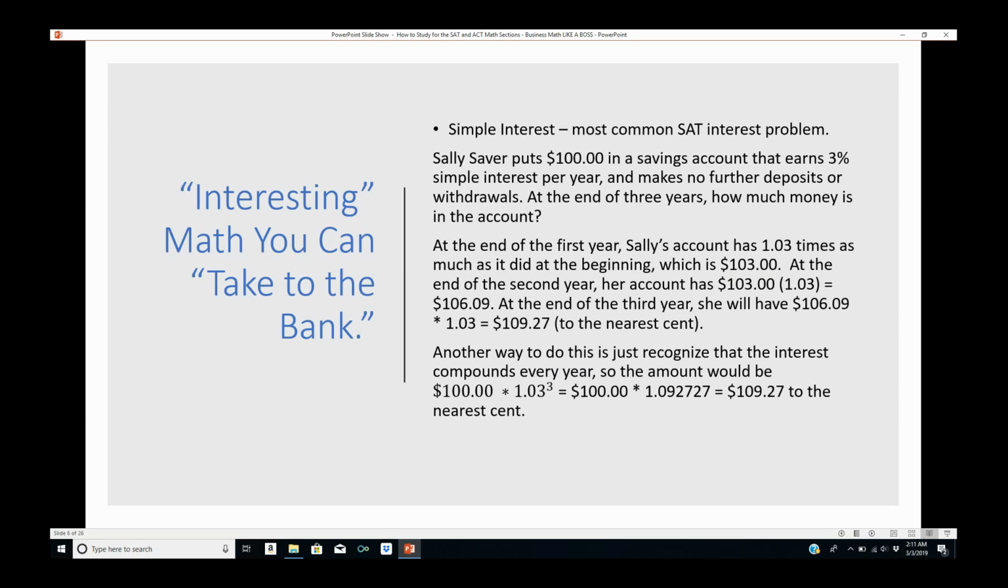Math you can take to the bank. Okay, simple interest is the most common SAT interest problem. It might be in a problem like this.